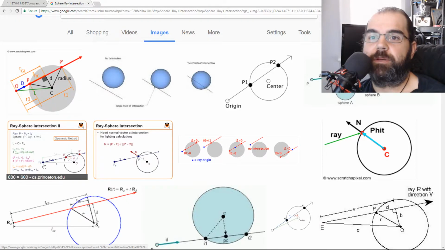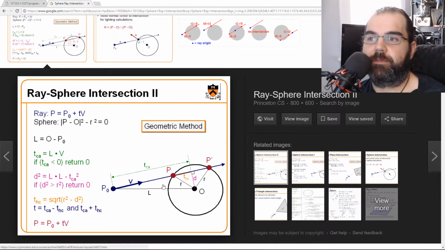Well, this one's a bigger image, 800 by 600. So, like I said, that's what we need to figure out. Since we have this big triangle already, now we just have to determine the shorter triangle. And we already have the distance. We already pre-calculated it. It's T projection squared.